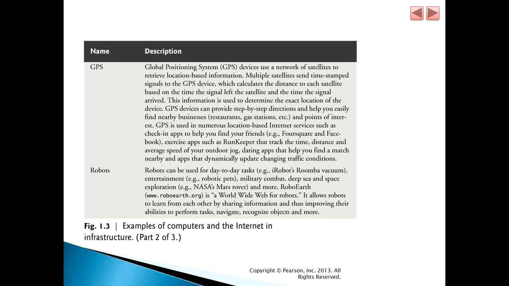Also, GPS, which is a global positioning system that helps people locate places and directions through the satellite to determine the location of a specific place or spot. So this will give you direction to find your place easily.